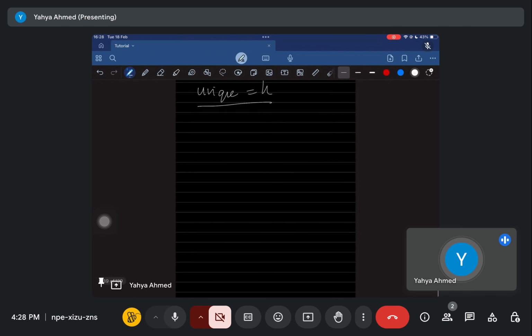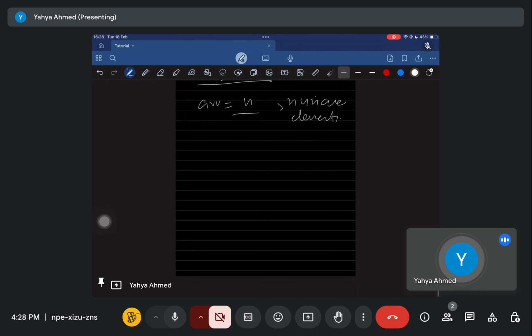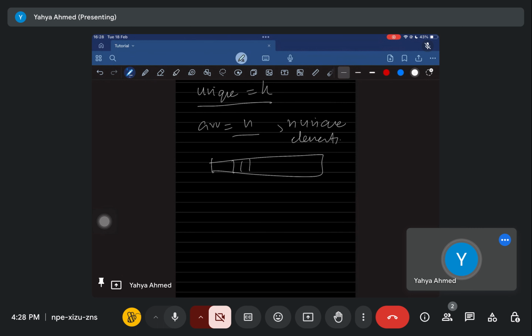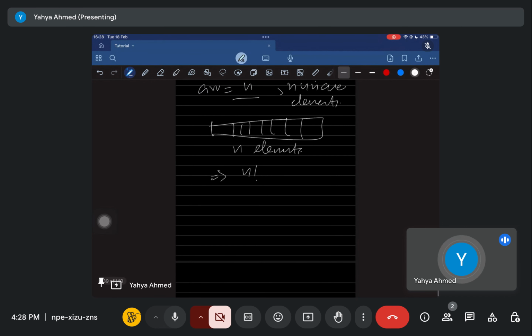Now in the original problem where the array was of size n and there were n unique elements, the idea was that we found how many permutations we could make out of n elements, and that came out to be n factorial. Because the first box can take n choices, the next n minus 1, and so on all the way down to 1. These were essentially the possible permutations that you could choose the sorted order from. And exactly one of these was the sorted array.